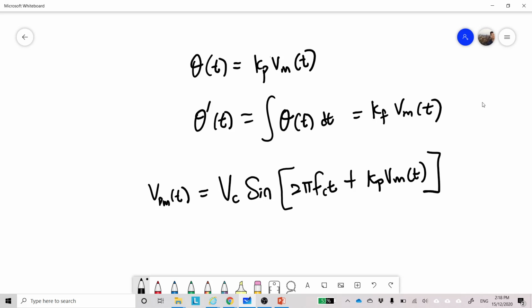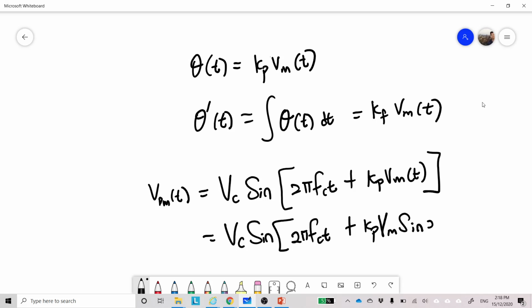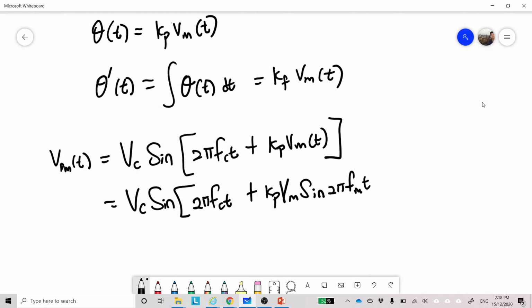Okay, so here is equal to Vc sine 2 pi FCT plus Kp Vm sine 2 pi Fmt. Okay, and then close big bracket.